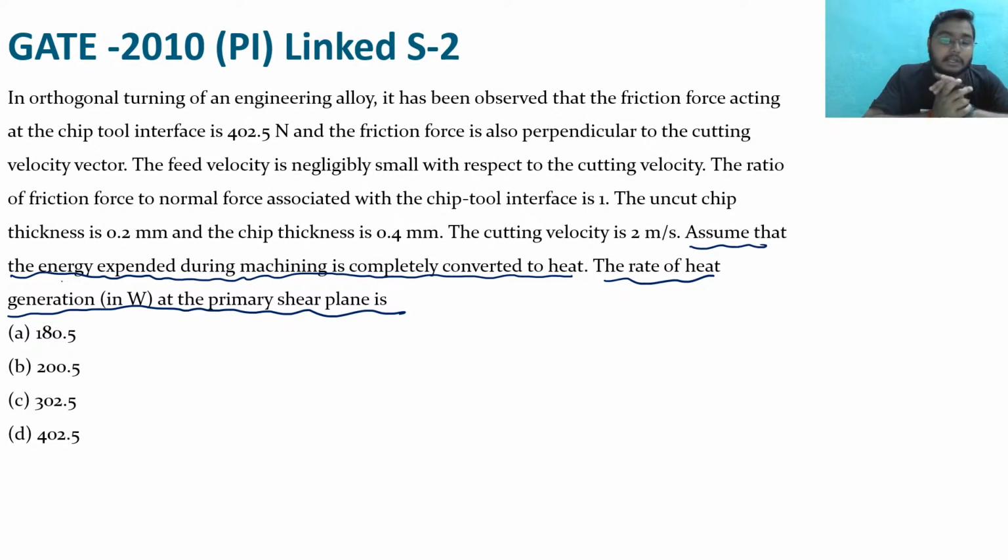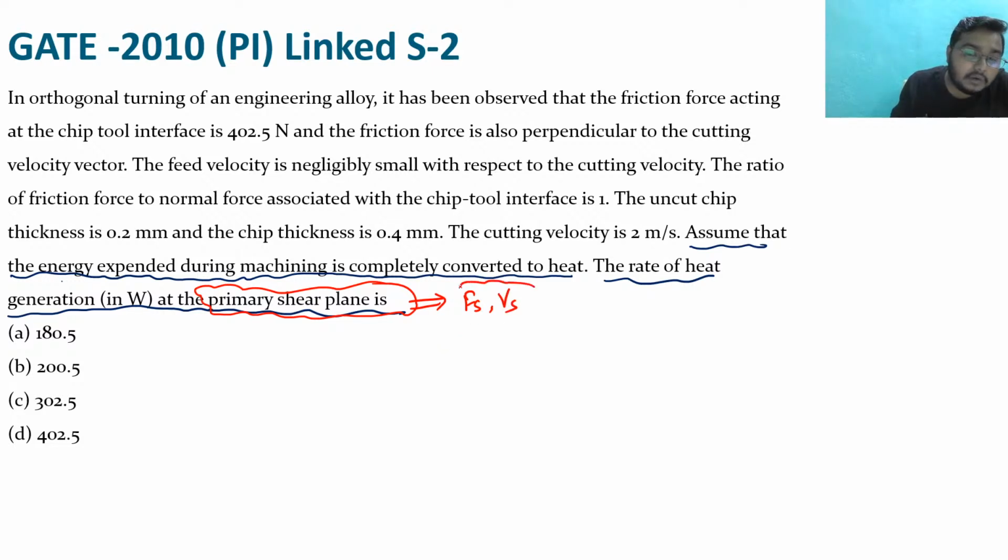And how can you calculate the heat generation? It is asked the rate of heat generation at the primary shear zone, right? So what is the meaning of primary shear zone? At the primary shear zone there is the shear force and the shear velocity, and due to this only there is heat generation at this shear plane. So you have to find the cutting power by using this formula Fs into Vs. I hope this hint is enough to solve the question.